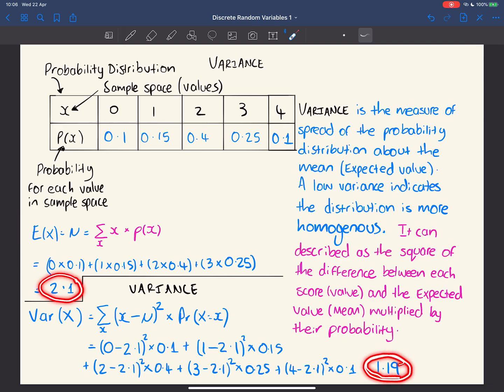This is just a dry number. It doesn't have a context. There's no unit of measurement. So it's just a raw number, 1.19. That's the measure of spread of each of these values away from that mean there.